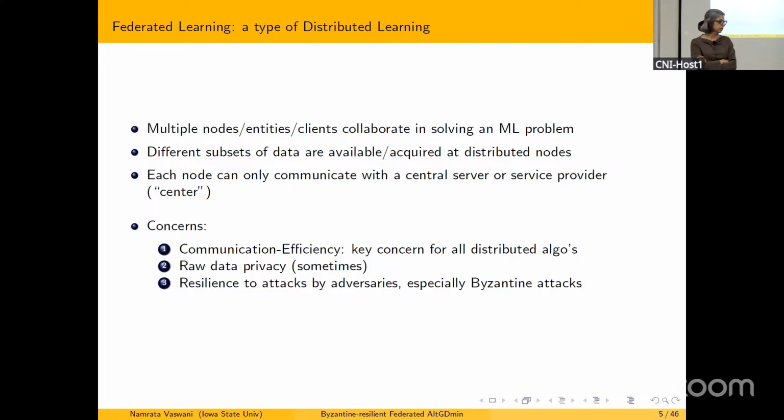Two key concerns in federated learning. One is communication efficiency. In fact, it's a concern not just for federated, but also for any distributed algorithms. Sometimes raw data privacy is an issue also. And then the other main issue is resilience to attacks by adversaries, and especially model update poisoning attacks. And even within that, the Byzantine attacks are the most difficult class of attacks to deal with because they're the most general.